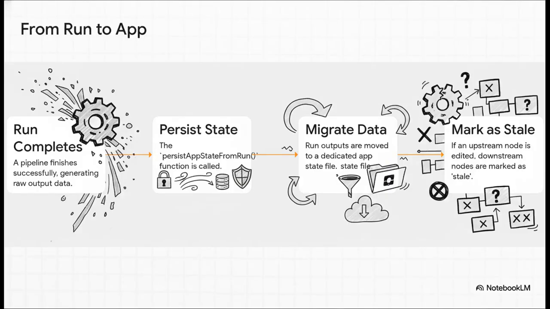And this flow right here is absolutely crucial. As soon as a pipeline finishes, the system automatically moves the results into a dedicated file just for the app view. That separation is key. But look at that last step. If you go back and edit the output of an early node, the system is smart enough to flag all the downstream steps as stale. This is huge for data integrity because it shows you exactly what needs to be rerun.